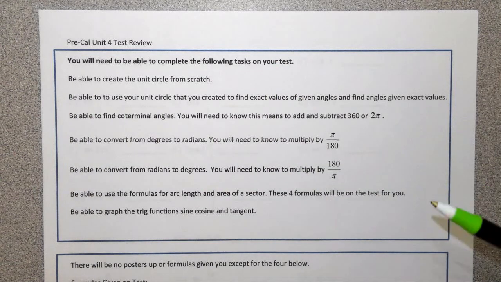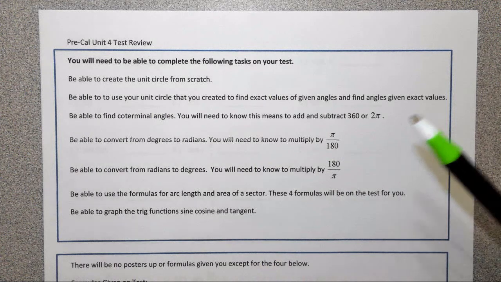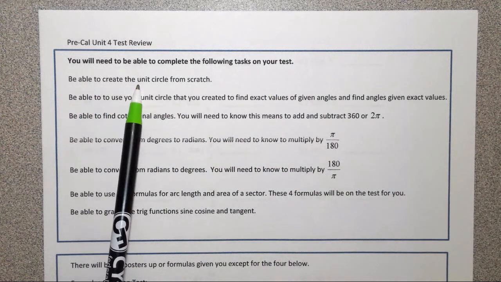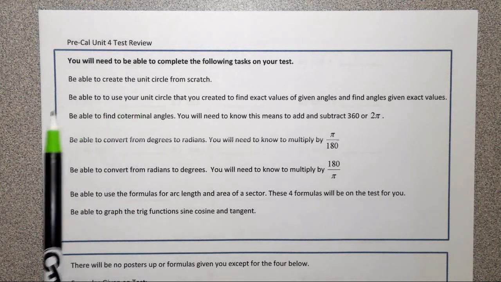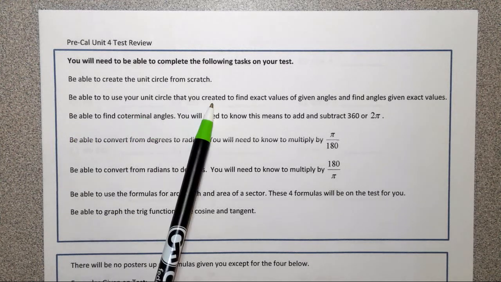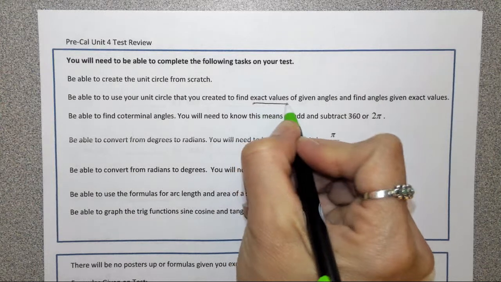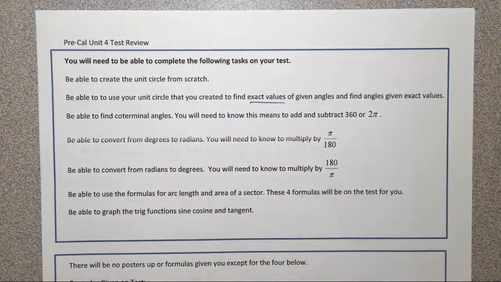So on the test, some things you're going to have to be able to do without any help from me is you'll need to be able to create your unit circle from scratch. We've practiced this a lot. Go watch the videos again if you need to. You need to be able to use the unit circle that you created to find exact values. When they ask you to find exact values, they're asking for those ordered pairs around the circle.